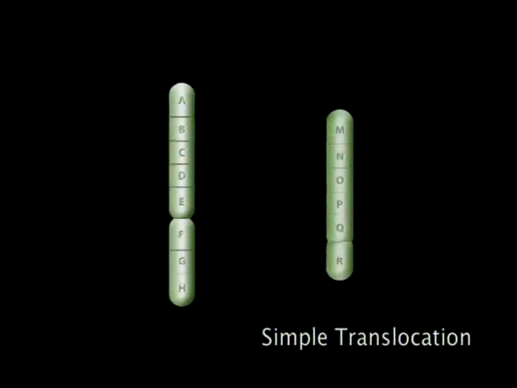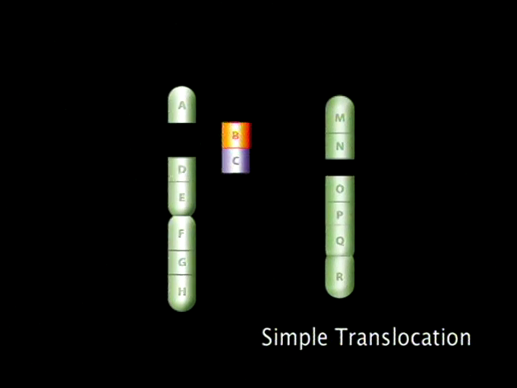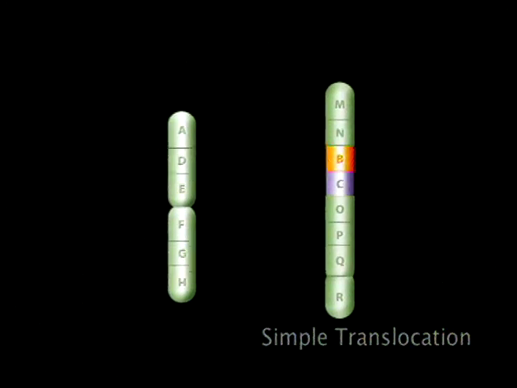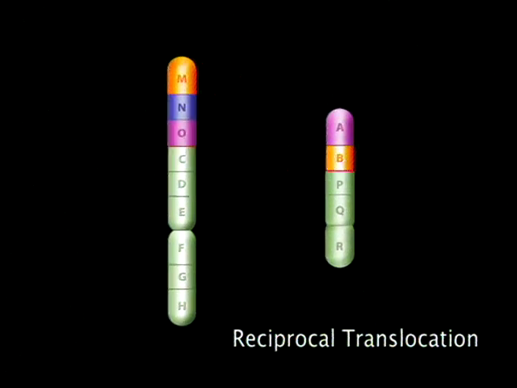Two principal types of translocations can be recognized, that is simple and reciprocal. Simple translocation involves the transfer of a segment in one direction from one chromosome to another. Reciprocal translocations occur when parts of chromosomes are exchanged between non-homologous chromosomes.